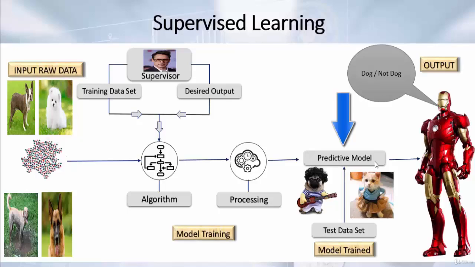Now Tony wants to test his predictive model with two new test data. First, a dog in a dress holding a guitar, and a cat in a dress. The trained model, or the trained algorithm, or the predictive model can easily predict the output of the never-seen input or unlabeled image. Now the suit will exactly tell whether it's a dog or not. Hope you understood how supervised machine learning works.